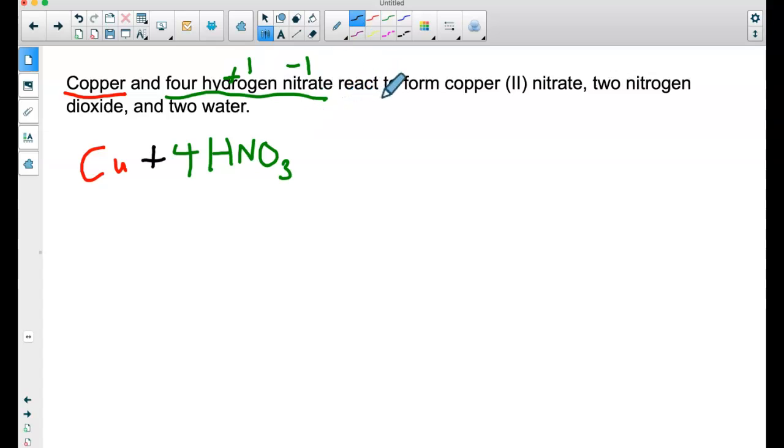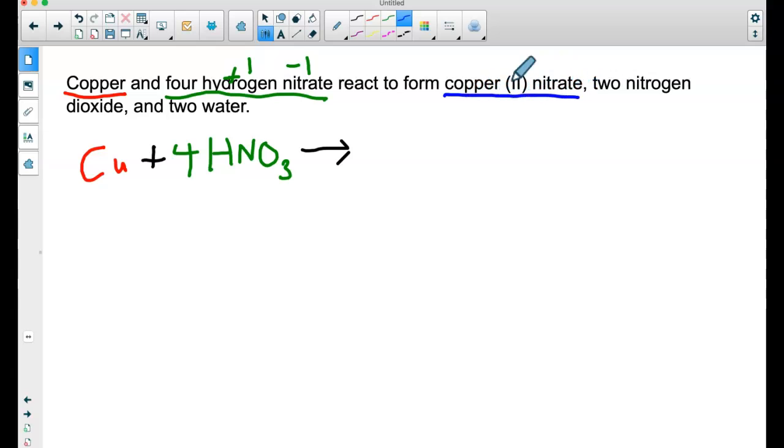So the next thing I have in my statement is react to form. So that tells me that a chemical reaction is happening, and I'm ending up with something new. So I'm going to do my arrow to show I'm going from my reactants to my products.